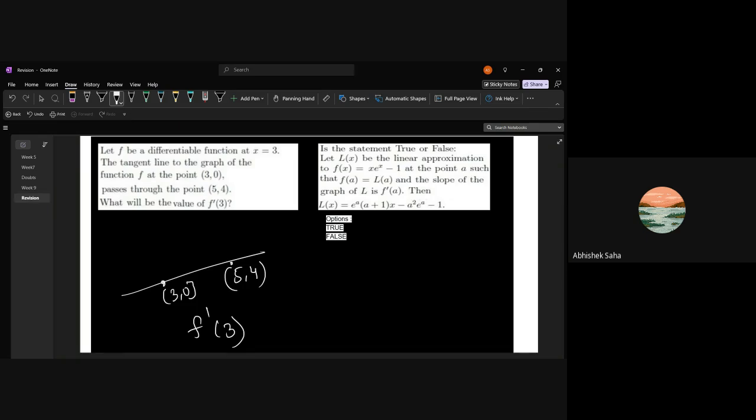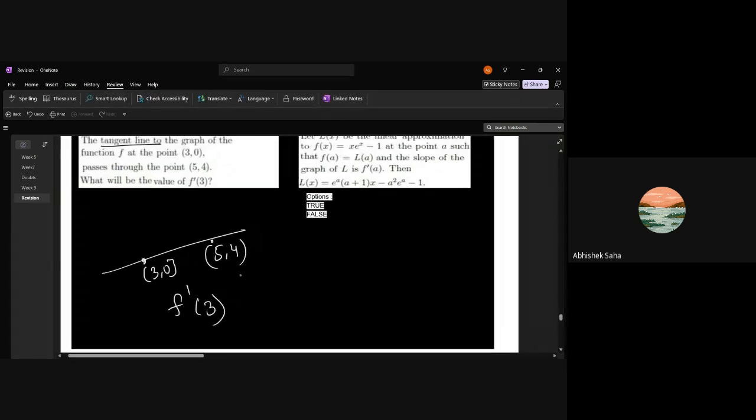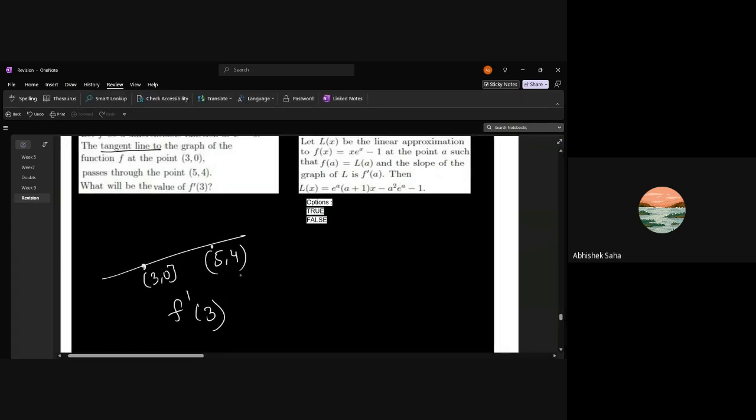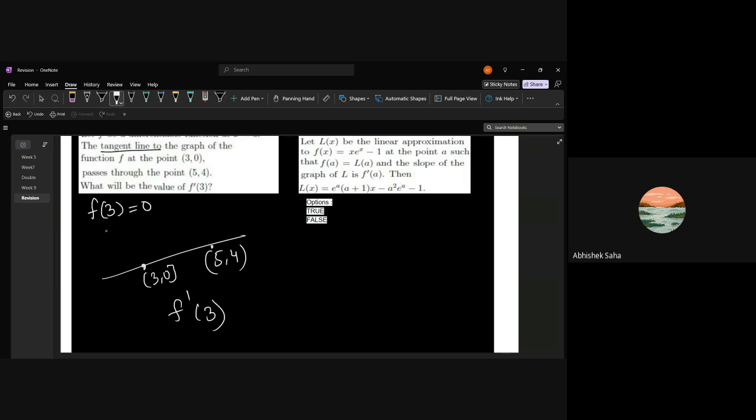If it is a tangent line, it is passing through the points, so you can directly find the slope of that function. Or maybe you can use the proper way. f of 3 is 0, f of 5 is 4. So you have to find f dash of 3. For that you can write the expression of the tangent. But here we can simply find the slope: that is (4 minus 0) over (5 minus 3), which is 2. That is the answer.